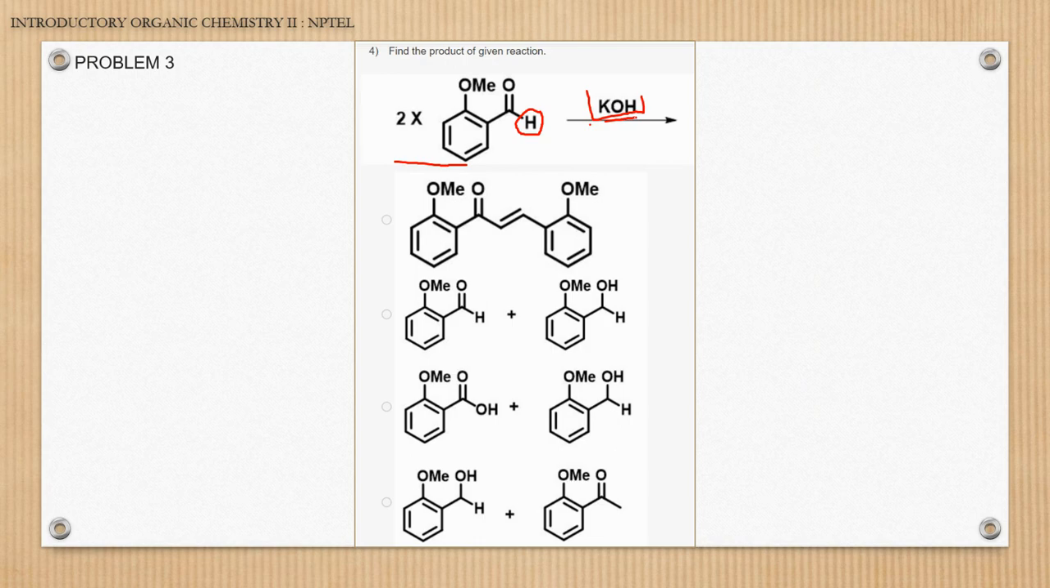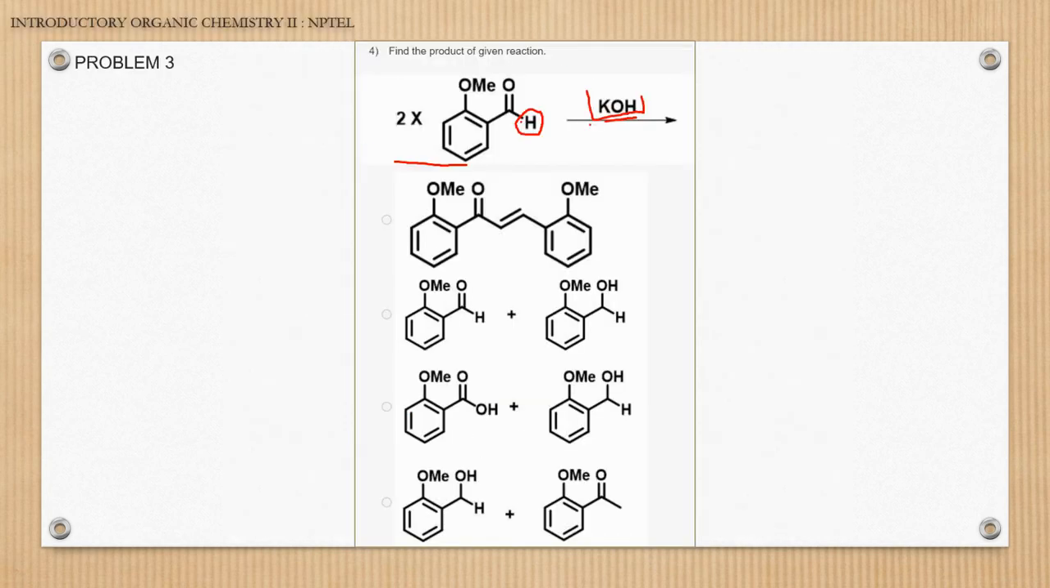So the first choice of base is to abstract the acidic proton if there is any present in the system. But as we can see here, there is no abstractable acidic proton. That is why KOH, instead of acting as a base which abstracts a proton, will act as a nucleophile. And someone has said this is a Cannizzaro reaction. Very nice, because when you have no alpha hydrogen present in the system and you have treated it with base, then instead of aldol, it is a Cannizzaro reaction.